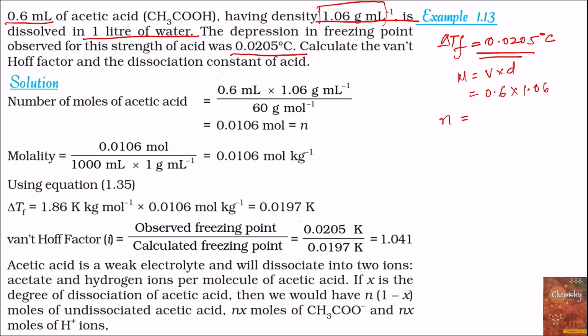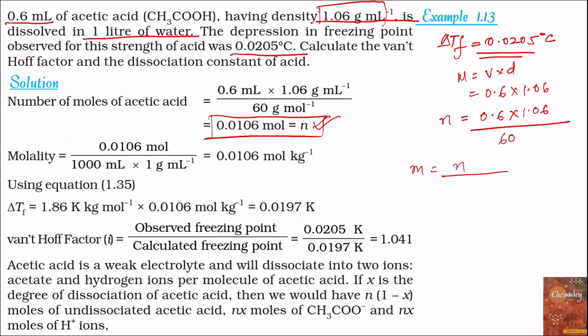Moles of acetic acid will be equal to weight of acetic acid, that is 0.6 into 1.06 divided by molecular weight of acetic acid. Molecular weight of acetic acid is 60 gram per mole. Solving, moles of acetic acid is equal to 0.0106 mole and let this be N. Now what is the formula for molality? Molality is equal to number of moles divided by weight of solvent in kg.